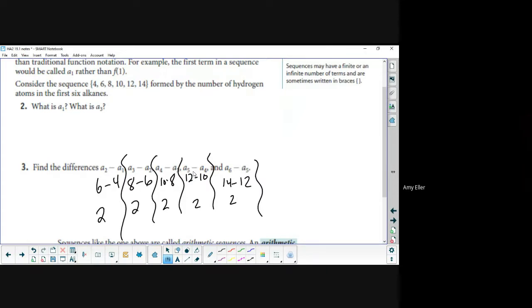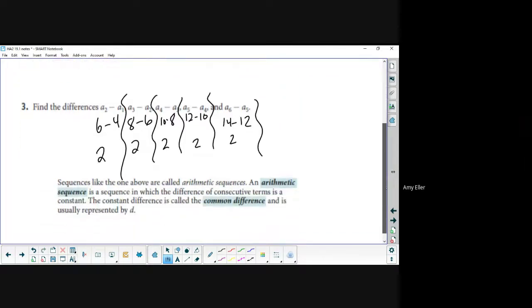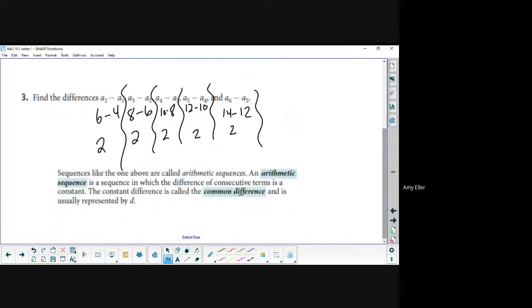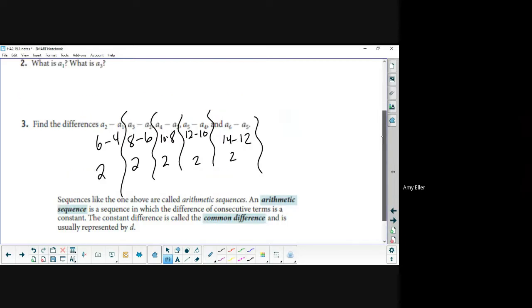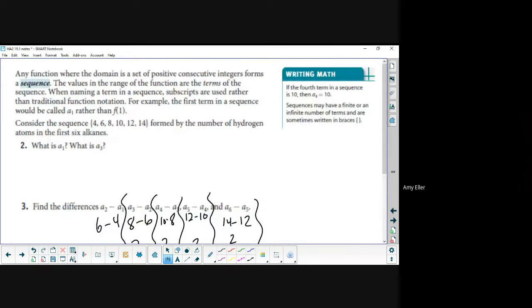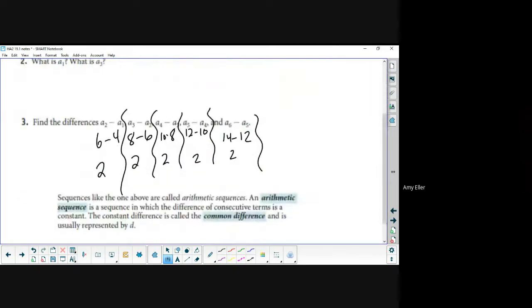Hopefully you noticed something. The difference every time is 2, just like our slope was in our first equation. We will call that difference d, so go ahead and put 2 equals d. The phrase we use is not slope when we're dealing with sequences and series. We're calling it d, the common difference.